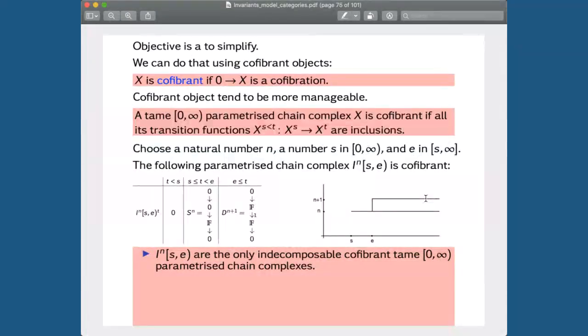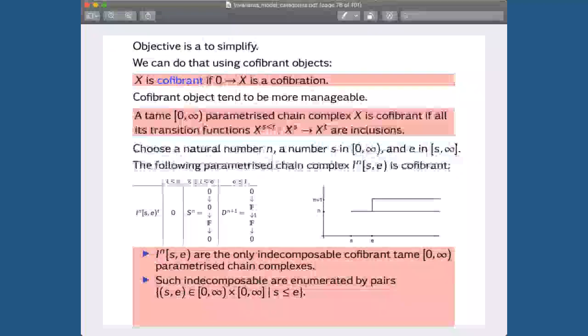So here is this theorem that says that these complexes that I just defined are the only indecomposable cofibrant tame parameterized chain complexes. So what does it mean? You see, all tame parametrized chain complexes is a wild representation type. We will never be able to enumerate them. But in this setting, if you add cofibrancy assumptions, then actually you can identify indecomposable cofibrant tame parametrized chain complexes. They are enumerated by pairs of numbers, S and E.